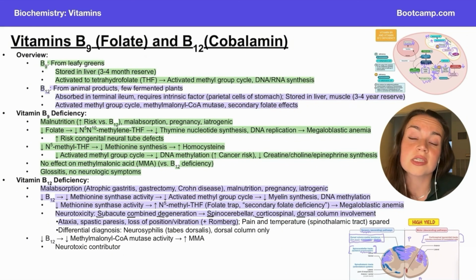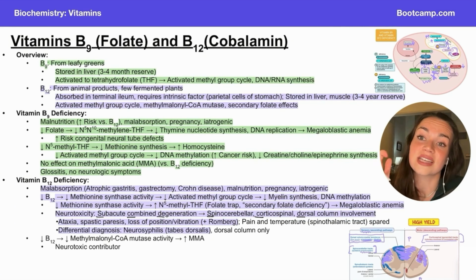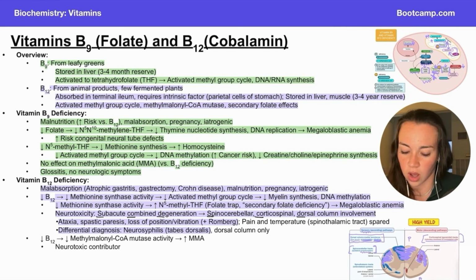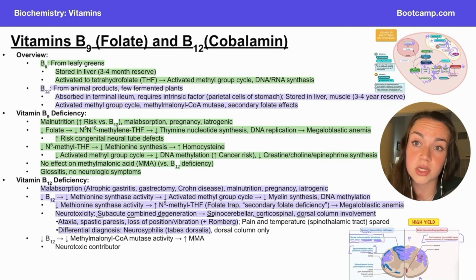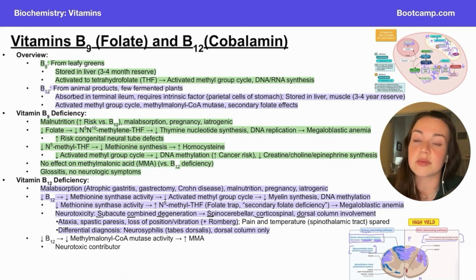Now, B12 deficiency is not the only reason you would have a positive Romberg test. Neurosyphilis, so late-stage syphilis, causes a finding called tabes dorsalis, the dorsalis referring to the dorsal column. So you would also see a positive Romberg test in neurosyphilis. However, only the dorsal column is affected in neurosyphilis, in this tabes dorsalis.